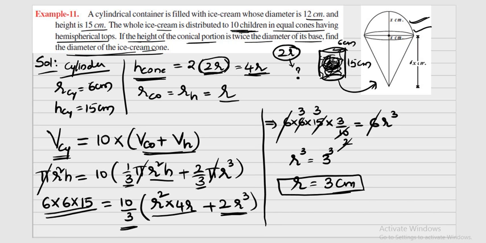But what did he ask? So he asked to find out diameter, no? So diameter of ice cream cone is equal to 2 times of radius, which is nothing but 6 centimeters.